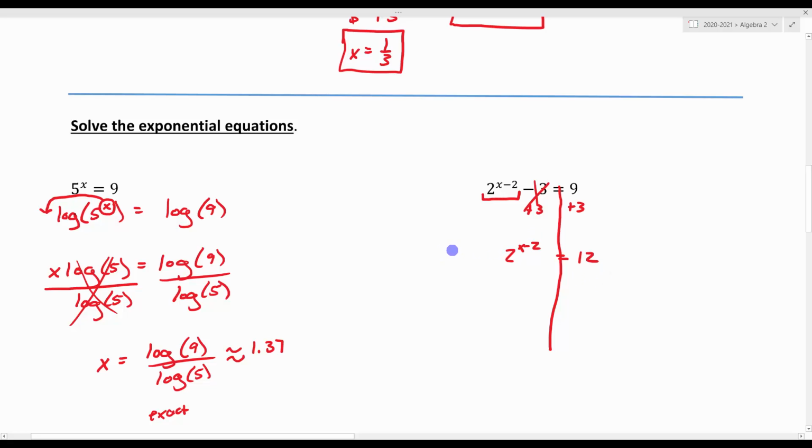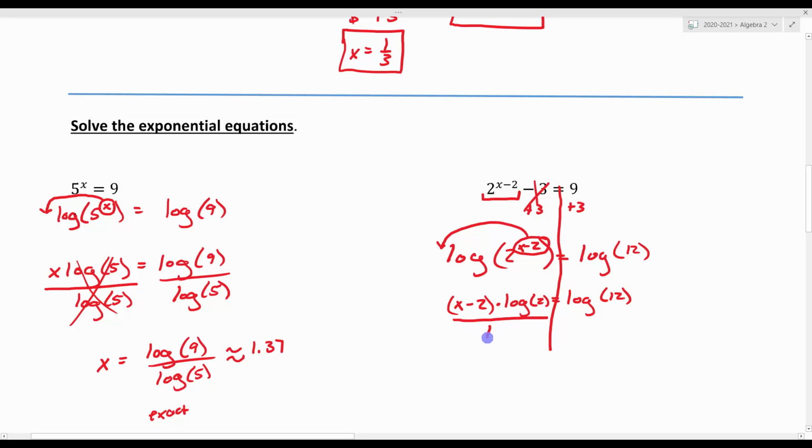Now at this point, I'm going to use my log properties. So I'm going to say the log of 2 to the x minus 2, and I'm going to take the log of 12. So just like I did over here, I just took the log of both sides. Now remember, once we have an exponent inside of the log, I can use the power property to take this exponent and move it out front. Okay, so I can say x minus 2, I'm going to put that in parentheses for right now, times the log of 2. And this is all still equal to the log of 12. And then I start the process of trying to get x by itself. So I notice that we're multiplying by log 2, so I'm going to divide by log 2.